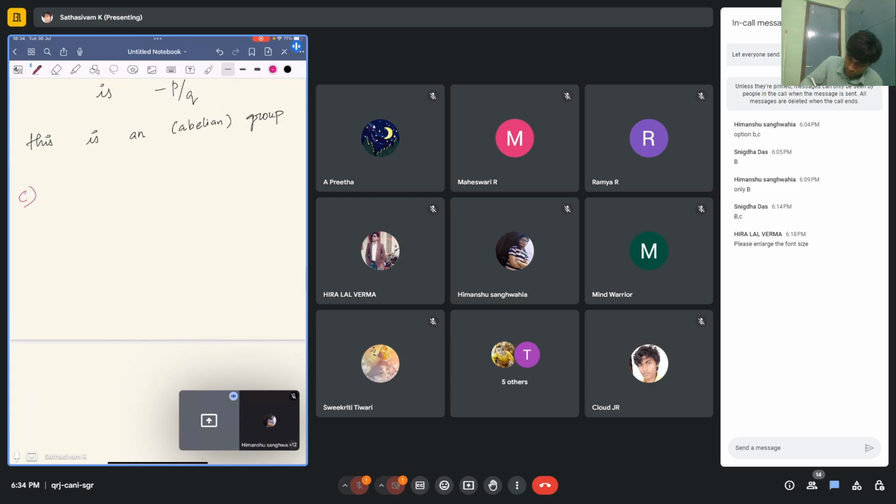So we'll try the C now. The set of all rational numbers with the absolute value less than or equal to 1. Okay. So what do you think? Whether it forms a group or not?